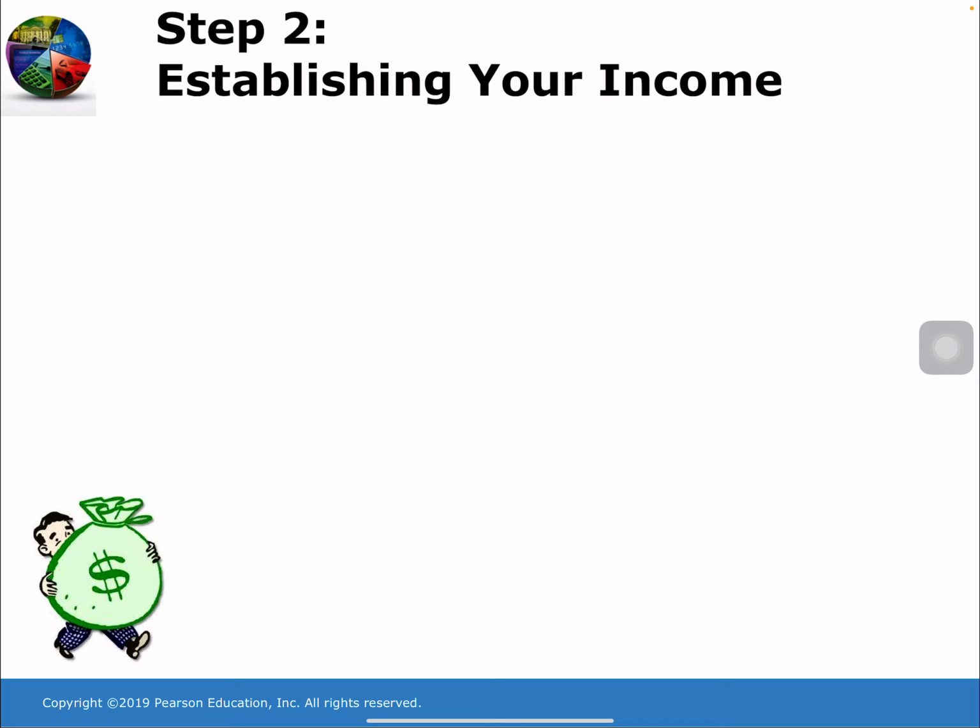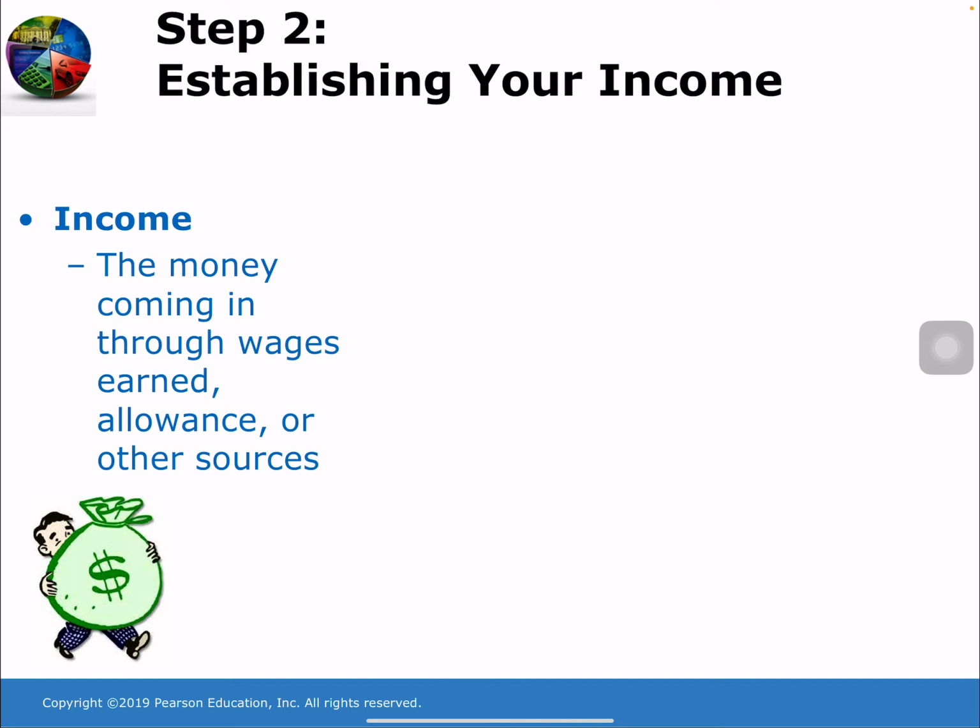Okay, that was determining your net worth. Step 2 of this first component, remember we're in component 1 of 7. Step 2 is establishing your income. Your income is the money coming in through wages earned, allowances, or other sources.